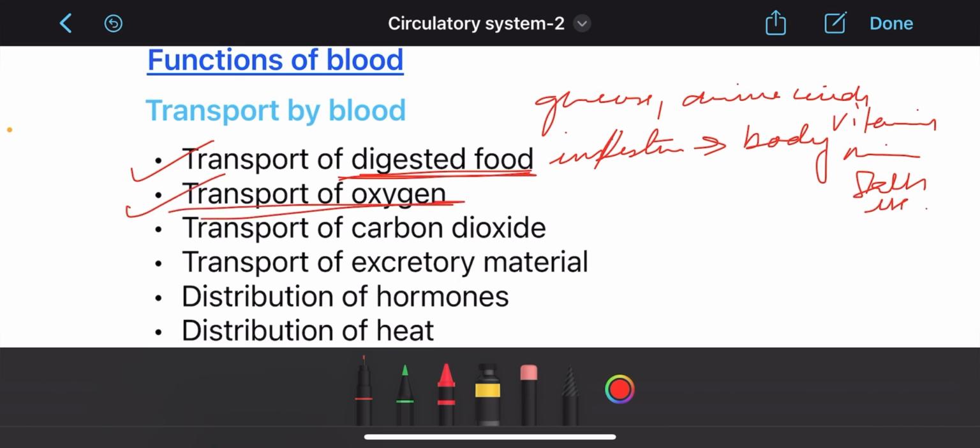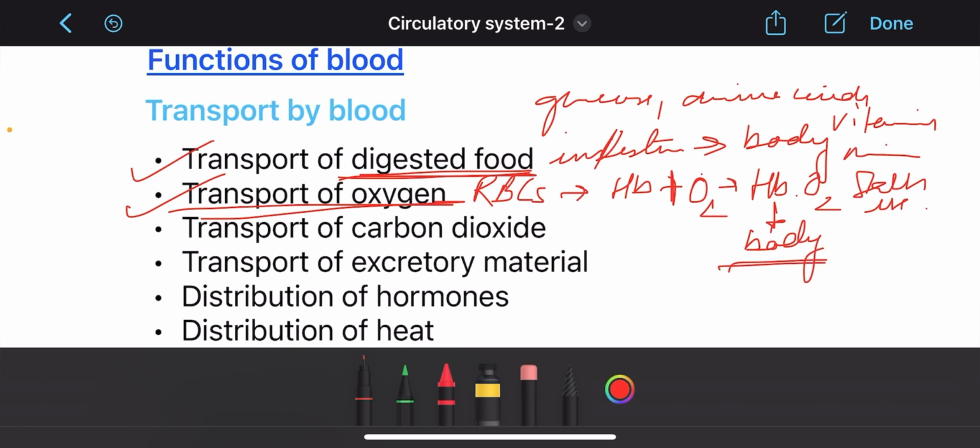Now the transport of oxygen. The blood contains RBCs, which are red blood cells, which have a pigment called hemoglobin. This hemoglobin binds with oxygen to form oxyhemoglobin, or we can say Hb.O2, and then this is transported to the body parts where the oxygen is required, and there it dissociates. The third transport is of carbon dioxide. The blood plasma dissolves the carbon dioxide in the form of bicarbonate, and then it is transported via the heart to the lungs for oxygenation.